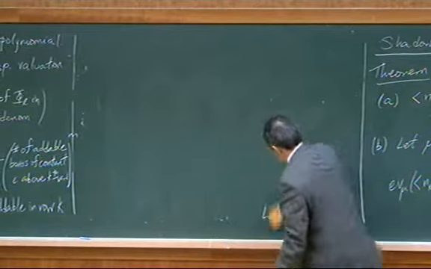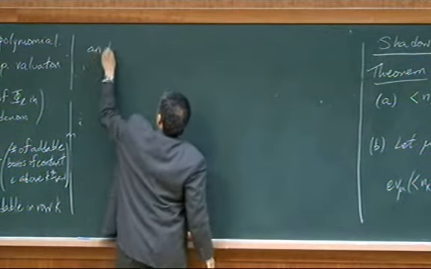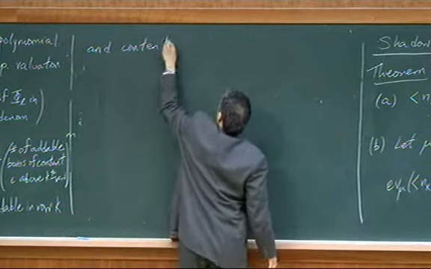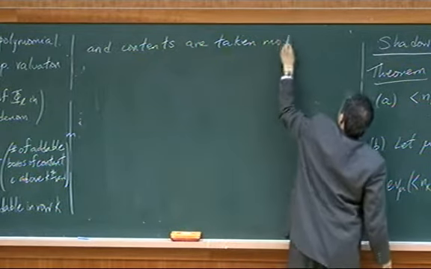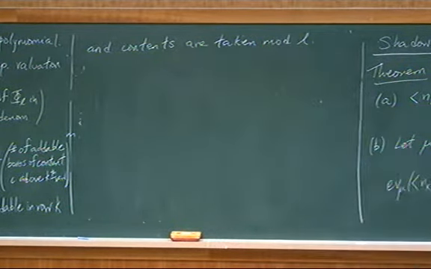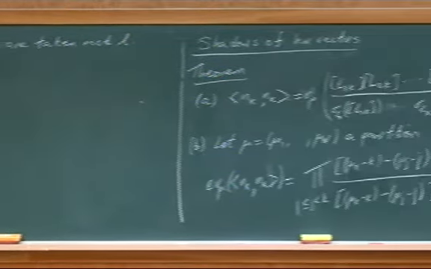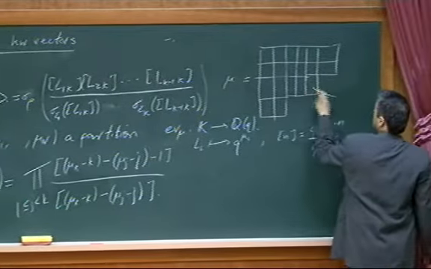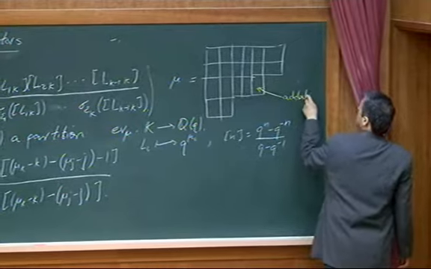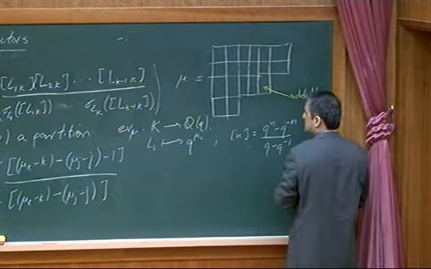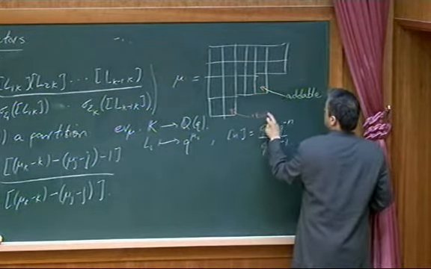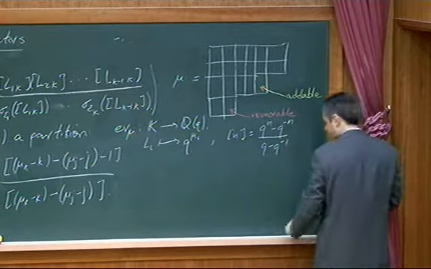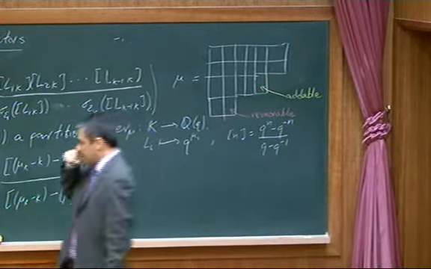And the contents are taken mod L. And I should say, addable boxes are the boxes that you can add to get a partition, and removable boxes are the boxes that you can remove to get a partition. Okay, so there we are.